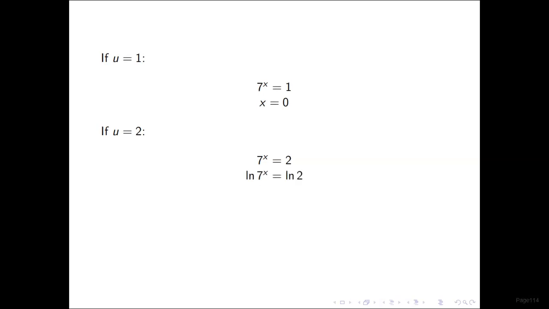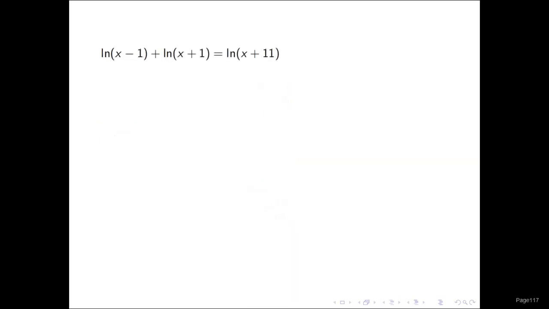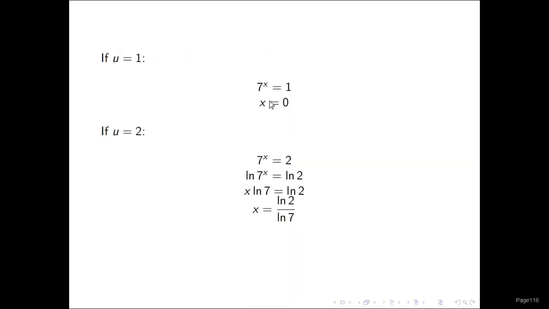If we do that, we can solve for x by dropping down the exponent x. And then dividing by ln 7, we get x equals ln 2 over ln 7. So there are two solutions. We can just write this inside the set: the set containing 0 and ln 2 over ln 7, separated by a comma.